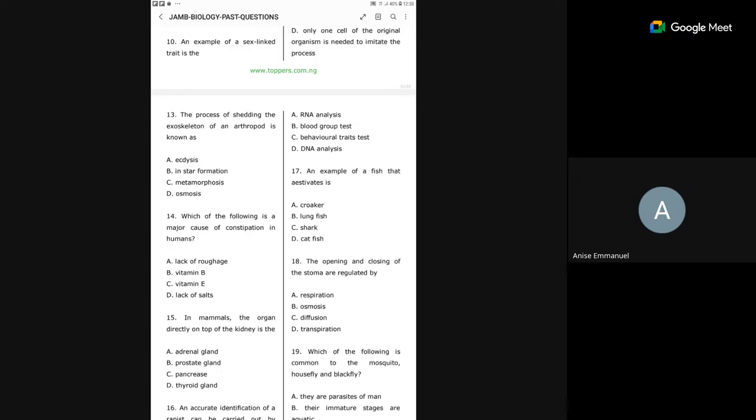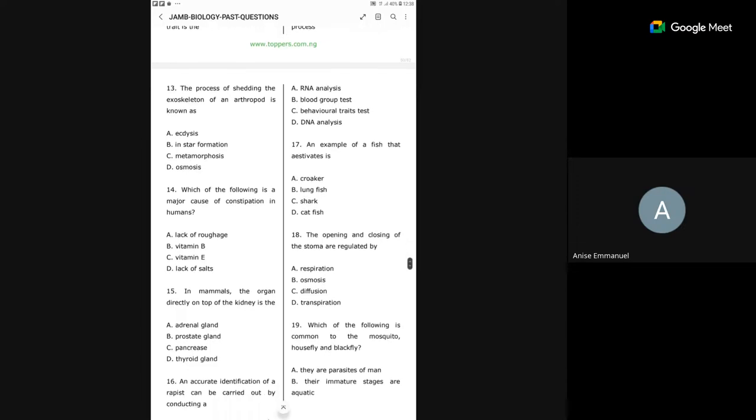Now, what are roughages? What are those food substrates that give us roughages? We have predominantly vegetables. So fruits and vegetables are the major food substrates that will give us roughages. So whenever we eat, we should take more vegetables. You eat rice with vegetable soup. You take your lunch, take fruits after taking other food so that you can have enough roughages in your body system. So when you go to the toilet, you can easily pass out your feces without any itch. So the answer is lack of roughages.